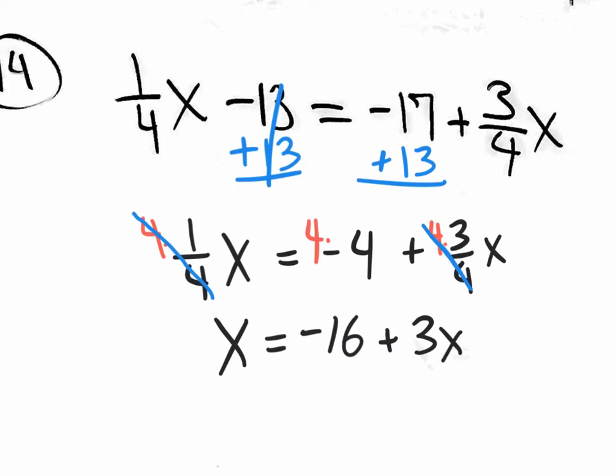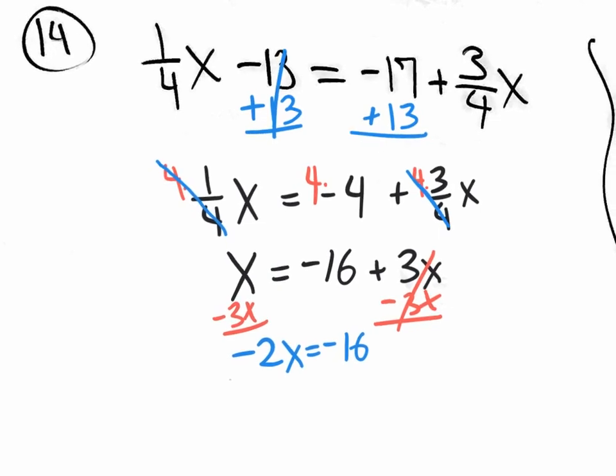I need to get x by itself. It looks like x is by itself, but the truth is you got x's on both sides. So let's get rid of one of them. I need to get rid of that positive 3x. So I want to subtract 3x. What I do to one side, I do to the other side. So I will have negative 2x equals negative 16.